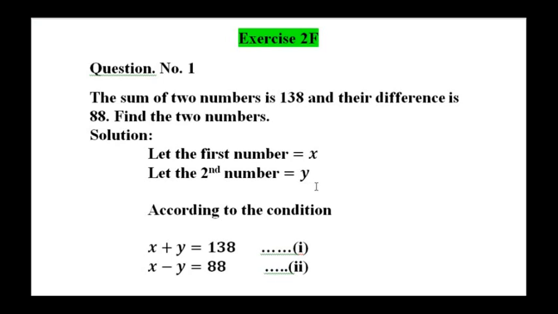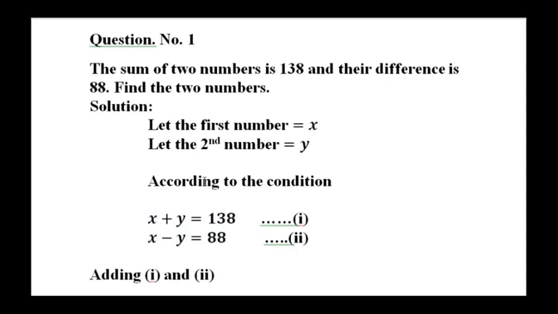Since we don't know the two numbers whose sum is 138 and whose difference is 88, I'll consider the first number as x and the second number as y. So let the first number be x and the second number be y. Based on the given condition, the sum of the two numbers is 138. So we can write the equation as x plus y equals 138.